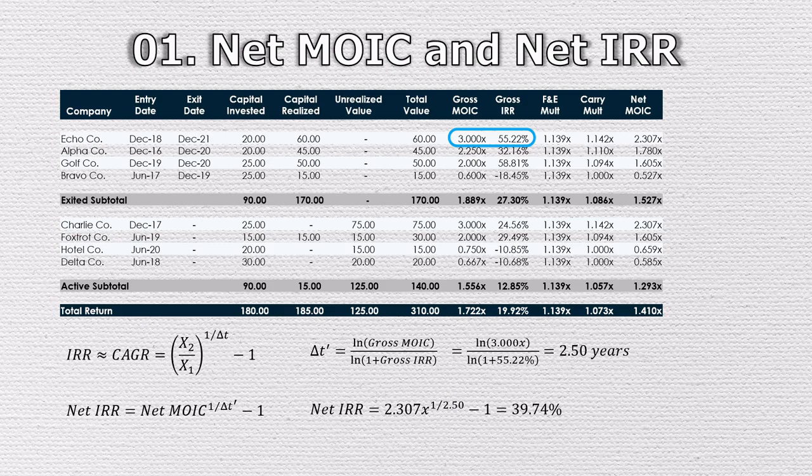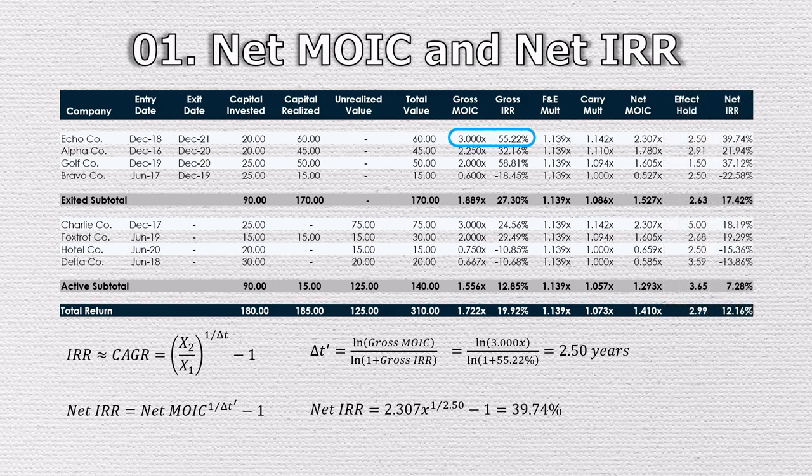and we can use the math to calculate a net IRR for every row on this table. This is a huge time saver. If you did this the old-fashioned way, you would need to create 11 different cash flow spreadsheets with 11 different sets of fee, expense, and carried interest assumptions. Here, we calculate 11 net IRRs without ever touching a cash flow spreadsheet, and all we need is the net multiple and the effective hold, which comes from the gross multiple and gross IRR.